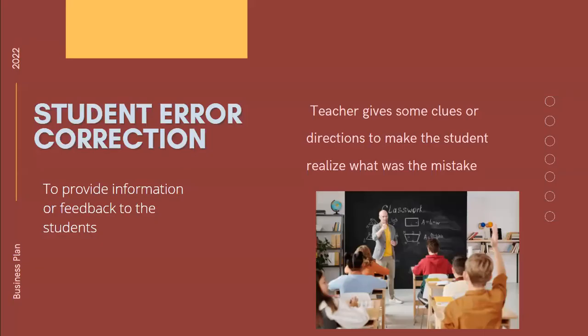The first one is student error correction. The objective of it is to provide information or feedback to students to support their learning. Student error correction is a kind of correction where the student is going to be the protagonist. It means that the teacher is going to give some clues or direction to make the students realize what the mistake was and consequently make the student correct the mistakes.